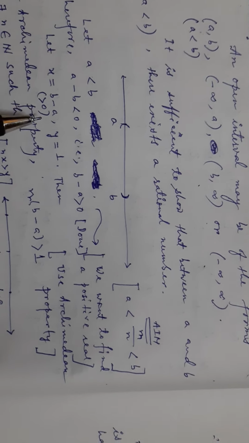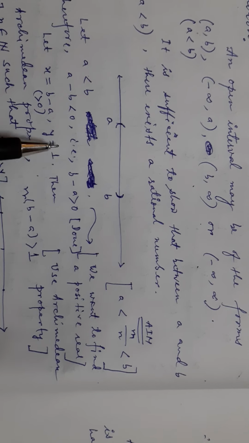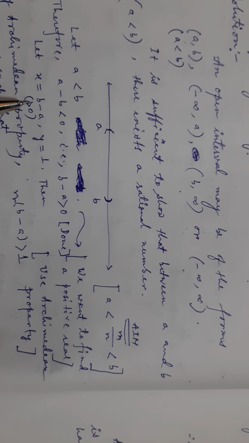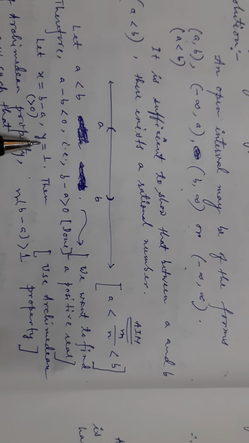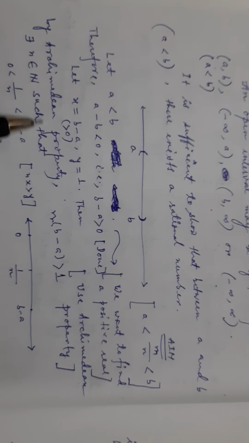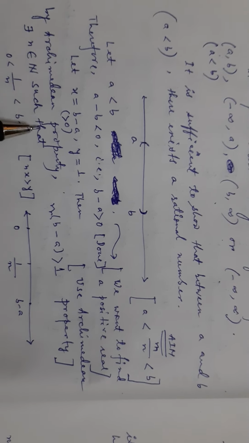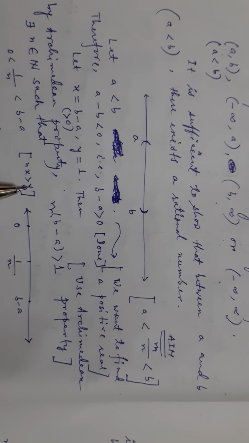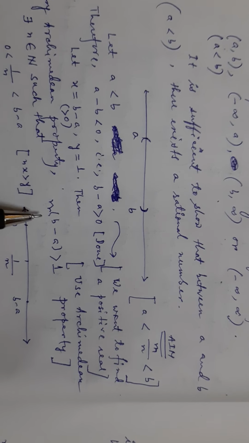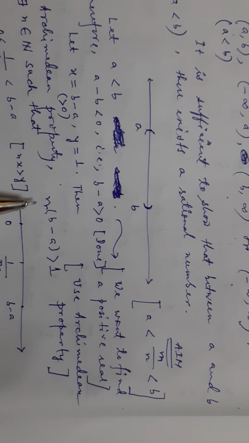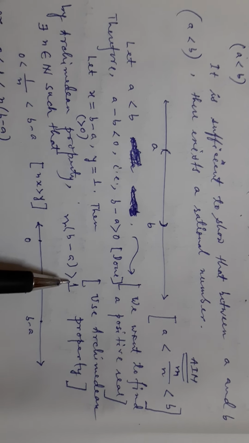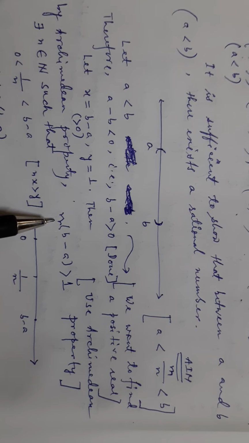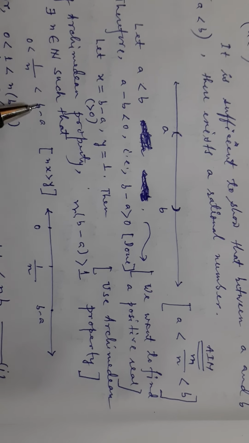Now we use the Archimedean property. We need a positive number, so that positive number is b - a over here, and we let it be x, and we take y as 1. Then by the Archimedean property there exists a natural number n such that n times x > y. So here x is b - a, y is 1, so we get n(b - a) > 1. And from this, if we divide both sides by n, and n is positive, we get 1/n < b - a.